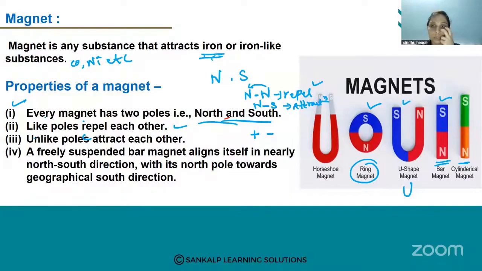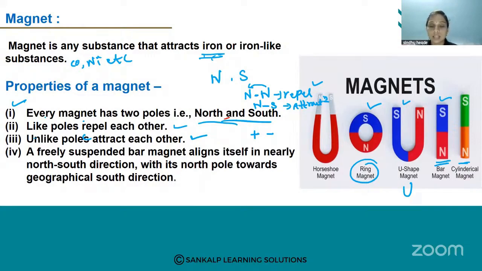Okay, the first property tells that every type of magnet has two poles. One is north and another one is south pole. Then the second property tells about attraction and repulsion. Like poles repel each other and unlike poles attract each other. This is the second property of the magnet.